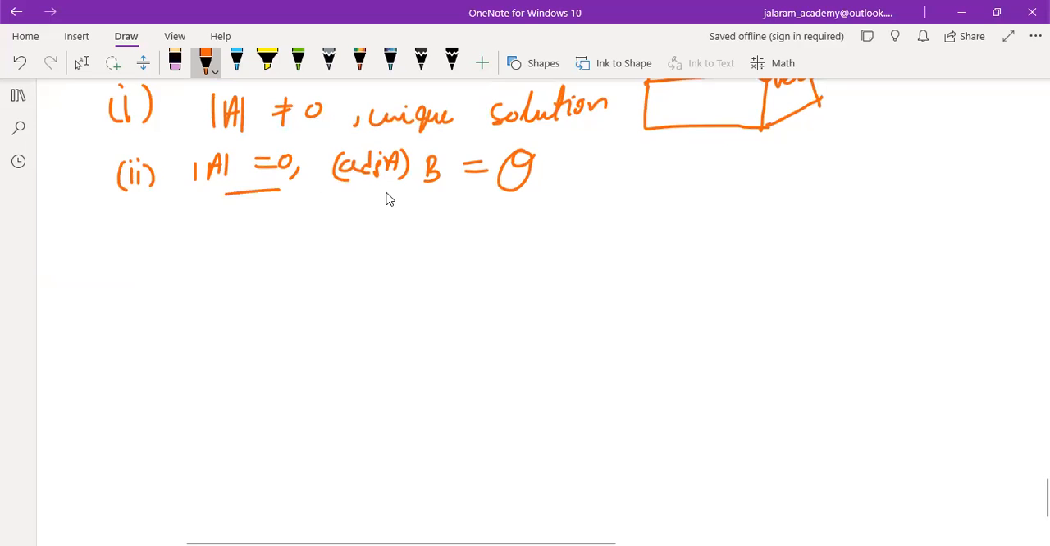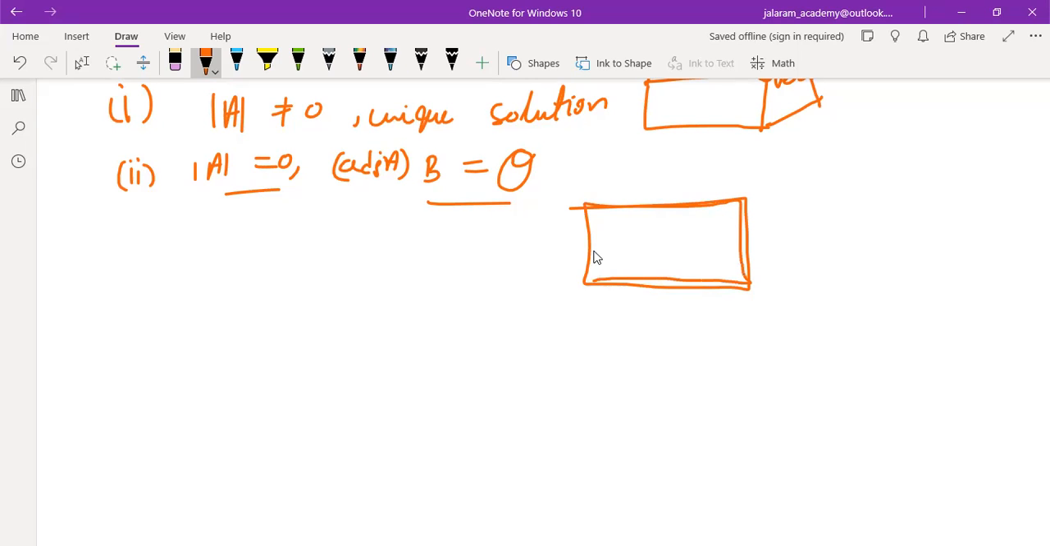And in the case where the determinant of A is 0 and adjoint of A into B is O, two planes are coinciding. One plane lies over the other, like if we whitewash the wall, as Tom whitewashes the fence. The first layer and the second layer are planes which coincide with each other. So every point will be a solution, and there will be infinitely many solutions.